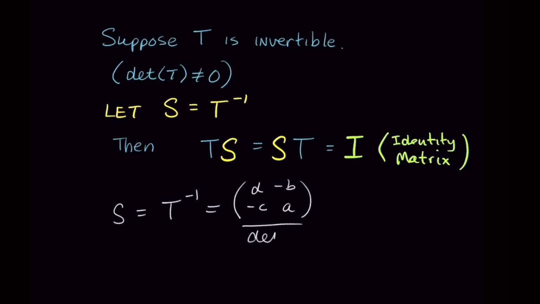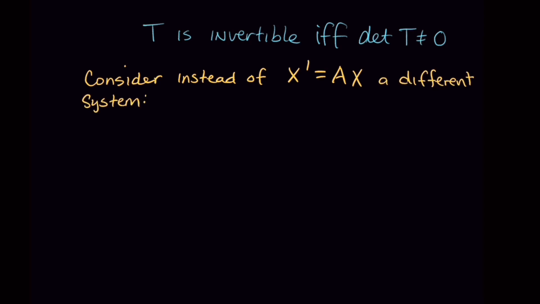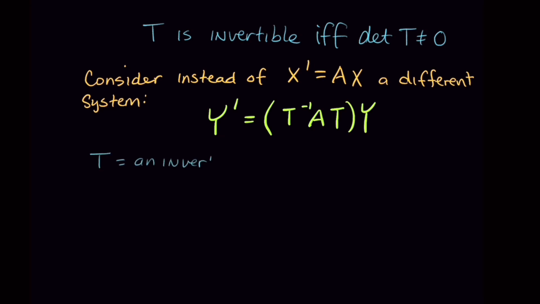Finding a 2 by 2 inverse matrix is not terribly difficult to compute. Now, we say T is invertible if and only if its determinant is not equal to 0. And so, instead of x prime equals Ax, consider a different system: y prime equals T inverse AT times y, where T is some invertible map.